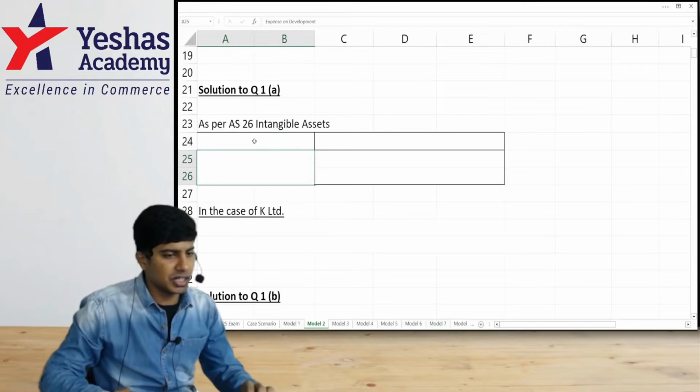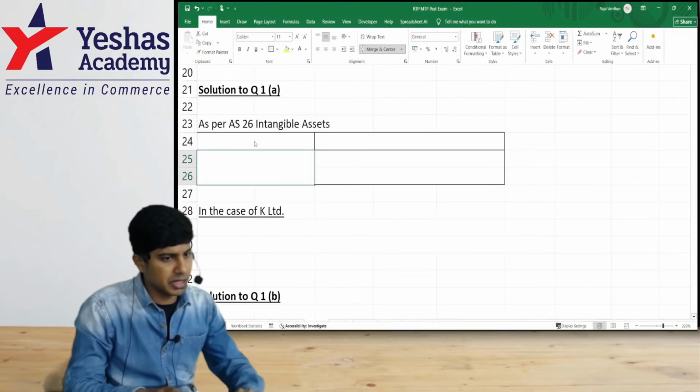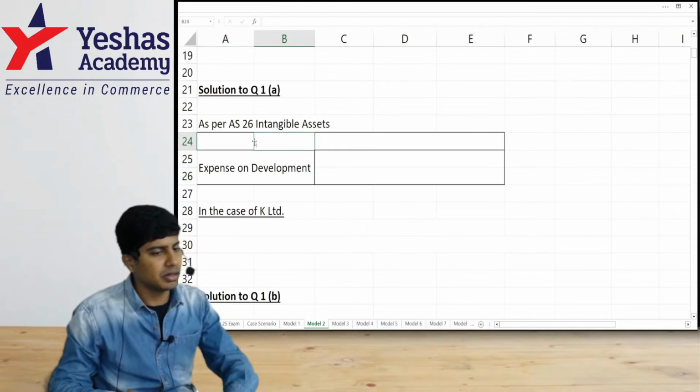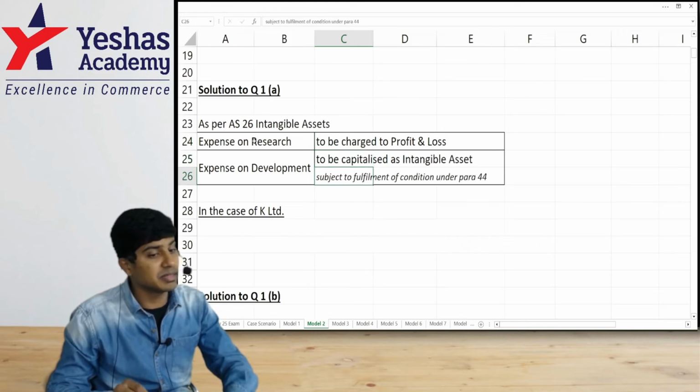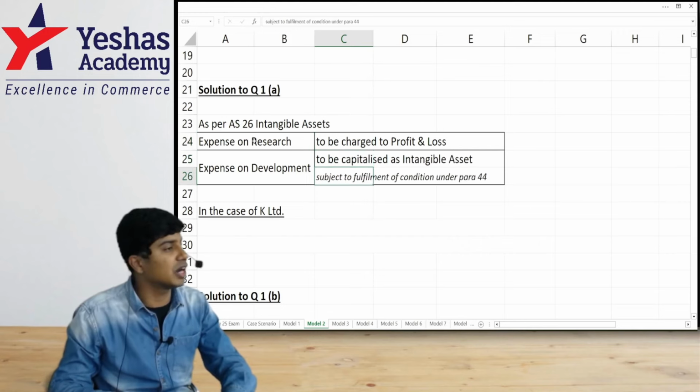See, as per Accounting Standard 26, expense on development and expense on research, the treatment is different. Expense on research is to be charged to P&L. Expense on development is to be capitalized as an intangible asset, subject to fulfillment of conditions under para 44 of AS 26. In the case of K Limited, research expense of rupees 40 lakhs has no future economic benefit, so it has to be charged to profit and loss account.